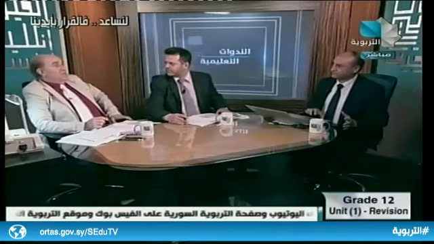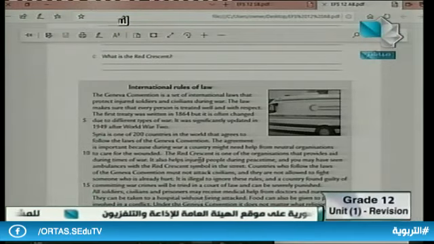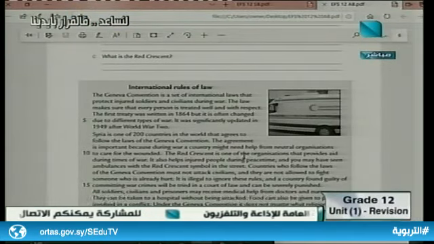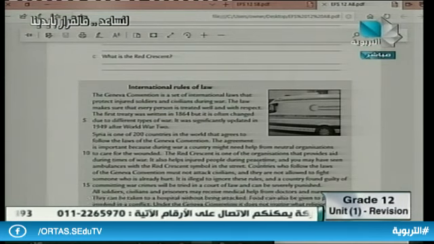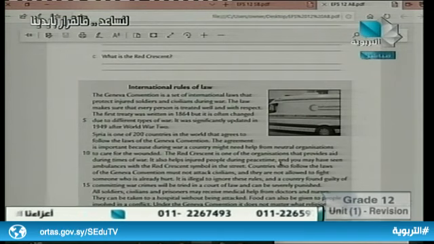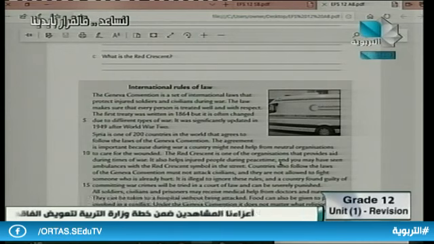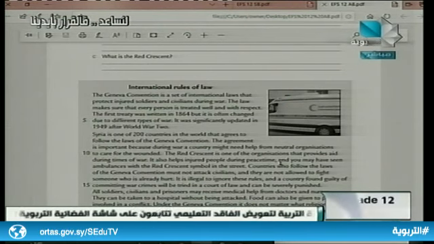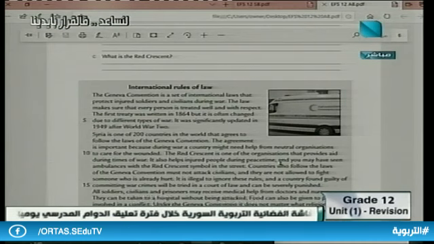The Red Crescent is one of the international organizations that help people during war. It provides aid during war. So it is an organization that provides aid or help during war, and even after the war. Not only during war, but also during peacetime.